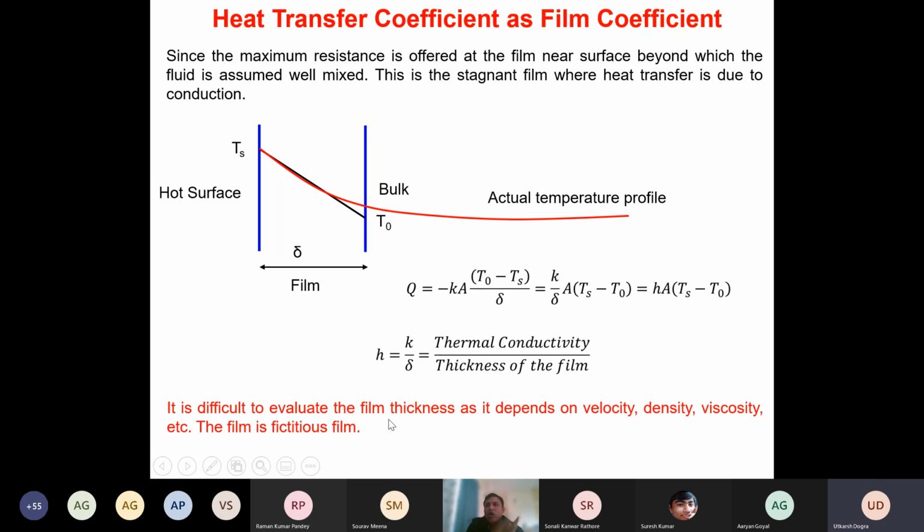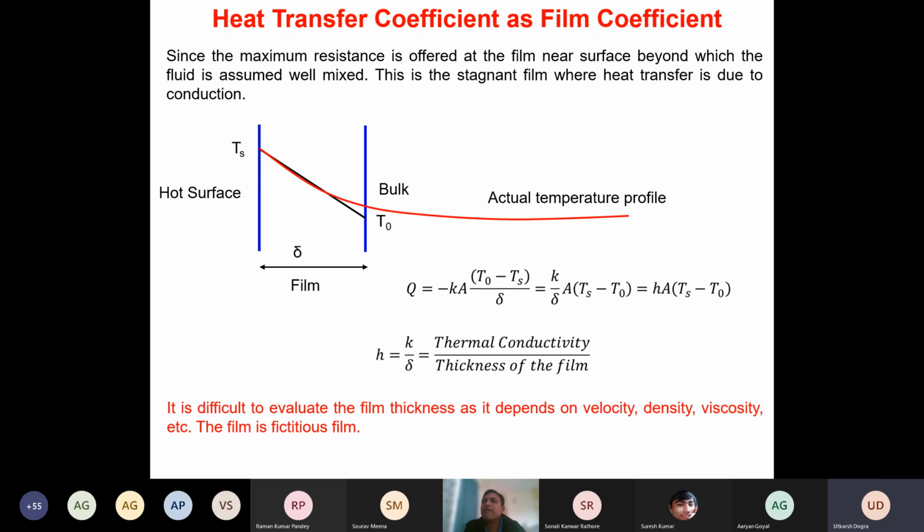So whenever there is a solid and over this solid, let's say a fluid is moving, the velocity of the fluid very near to the solid surface is zero because of the no slip condition, isn't it? And as our distance from this solid surface increases, you will see that the velocity of the fluid approaches the free stream velocity, isn't it?